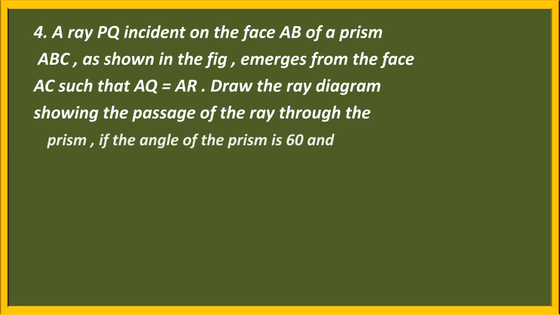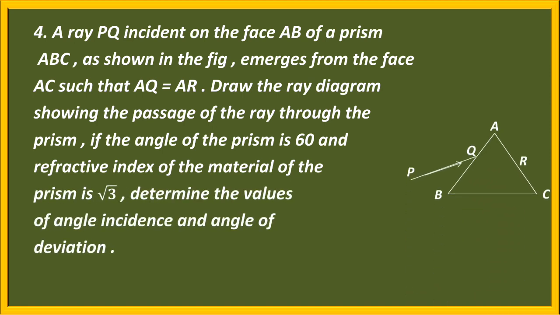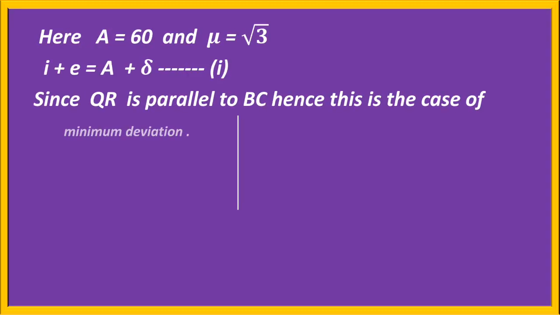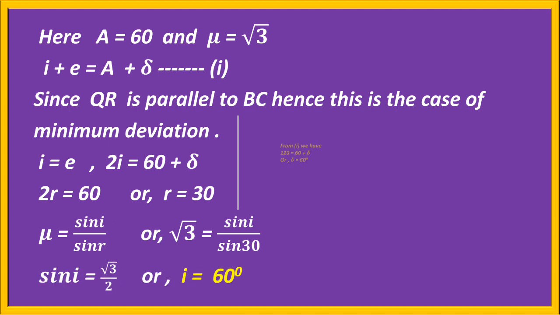Question 4. A ray PQ incident on the face AB of a prism ABC as shown in the figure emerges from the face AC such that AQ equal to AR. Draw the ray diagram showing the passage of the ray through the prism. If the angle of the prism is 60 and refractive index of the material of the prism is root 3, determine the values of angle of incidence and angle of deviation. Now here is the required calculation.